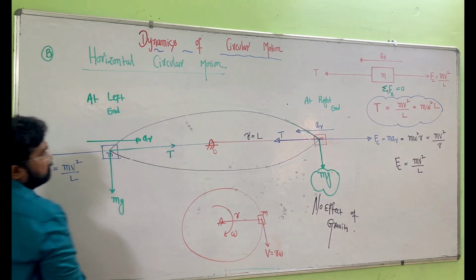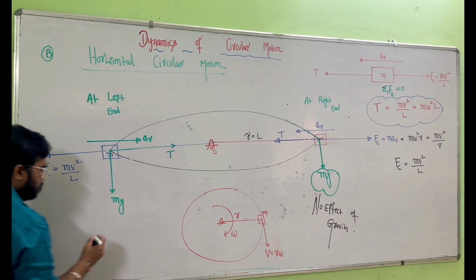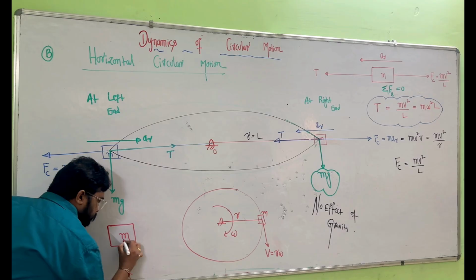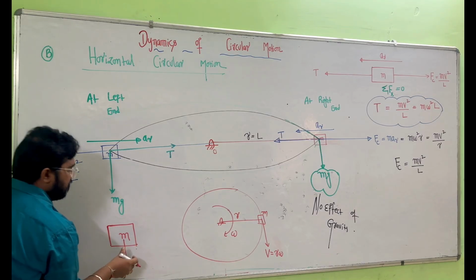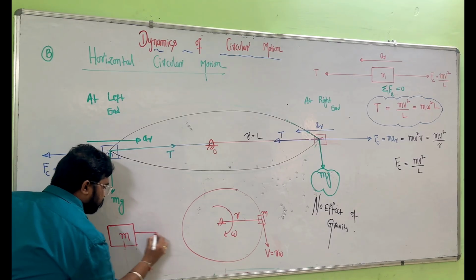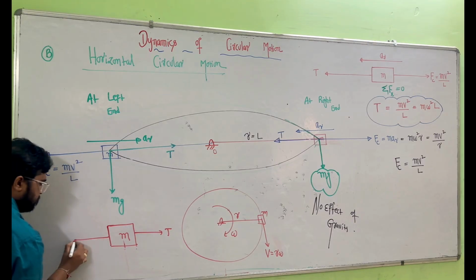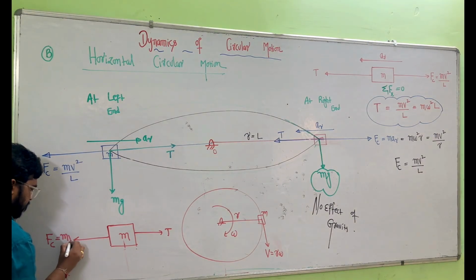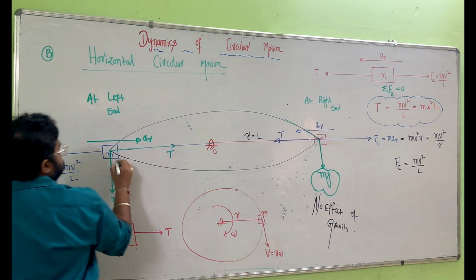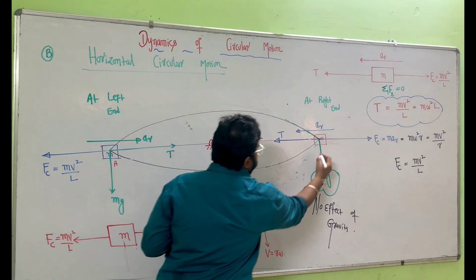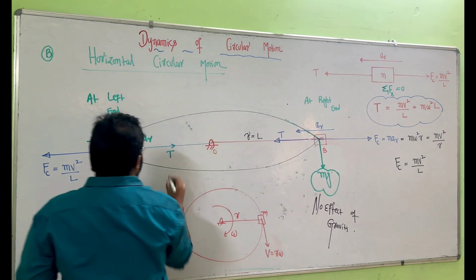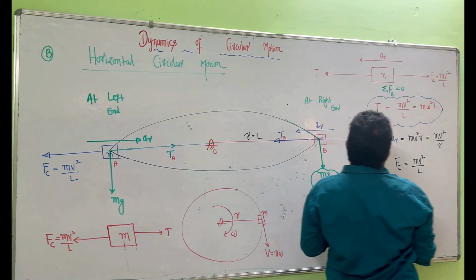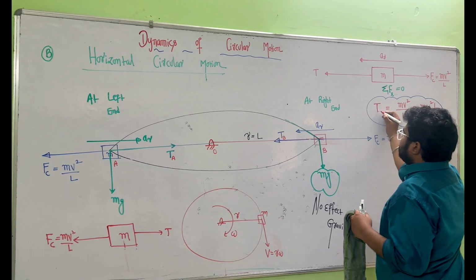So what is the free body diagram at this point? You will get the same. Here, no effect of gravity. Tension, and this would be centrifugal force, mv square by L. So here, if you take A point and B point, this will become TA and this will become TB.